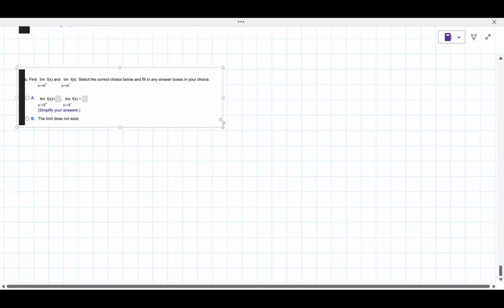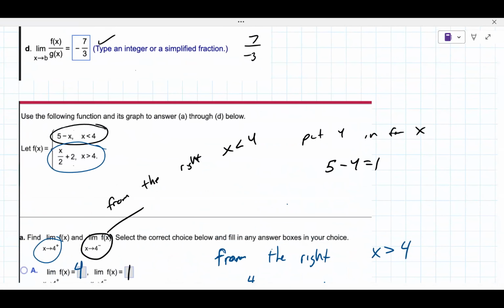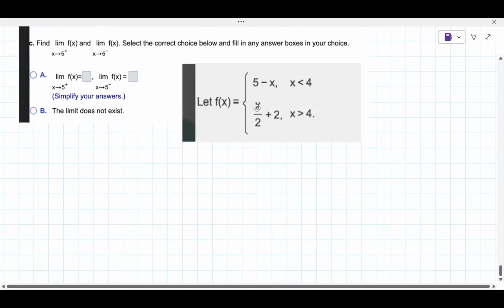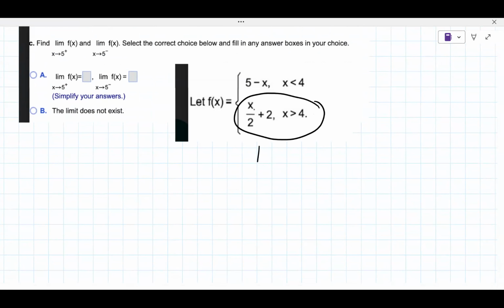Part C is asking about the limit as x approaches 5 from the left, from the right. Now, if we go back to, let me grab a snip of that, the piecewise function that we're starting with. Because 5 is greater than 4, we're using this for both. We actually don't care about that one at all. So we put 5 in and we get the same result both times. 5 over 2 plus 2, 5 over 2 plus 2, which ends up being 4.5. Now simplify your answer. Maybe it wants 9 halves. I don't know if it'll take 4.5. You should just be very careful with that.